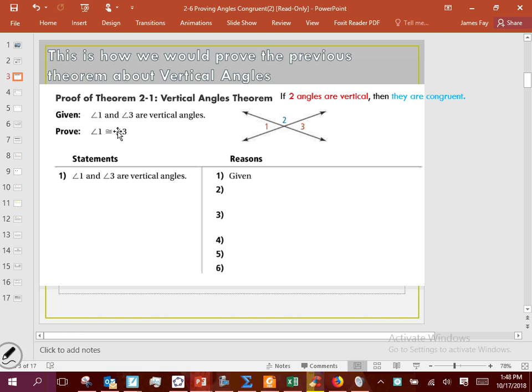All right, so we look at our given. Remember, we always write our given down, right? And this is kind of like yesterday, where we write our given down. We look at our vocabulary word here, right? Vertical angles is a vocabulary word, okay?